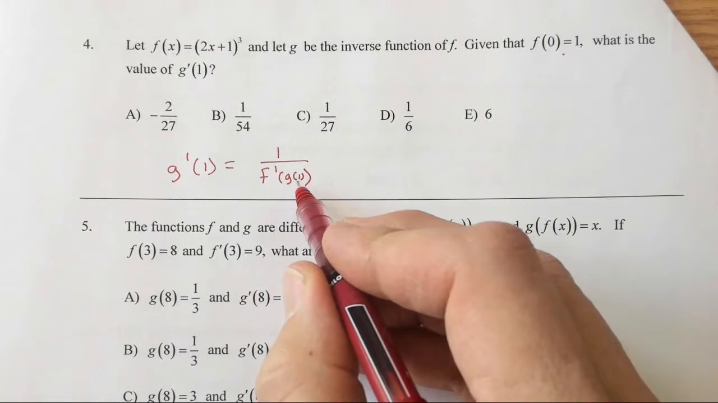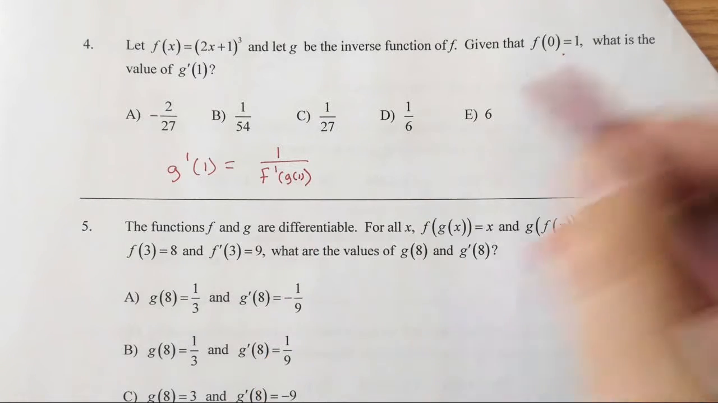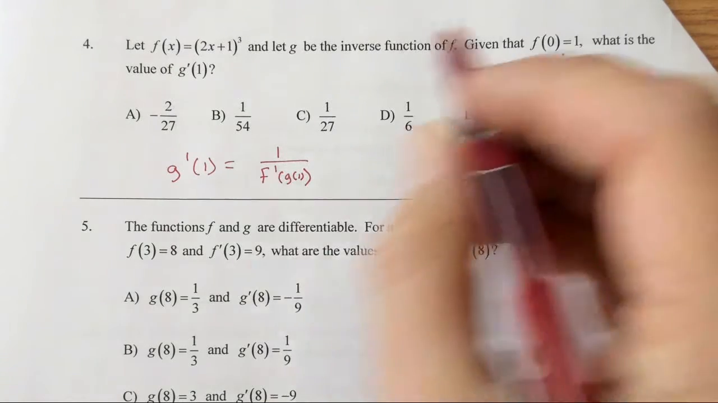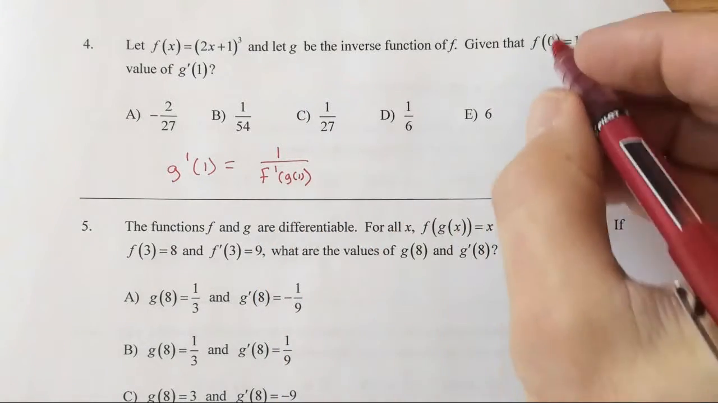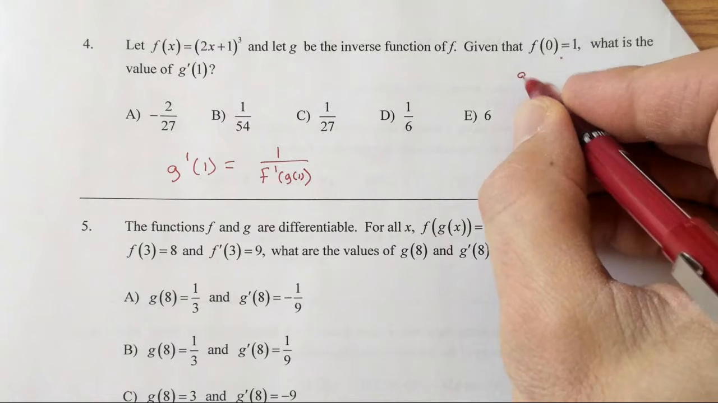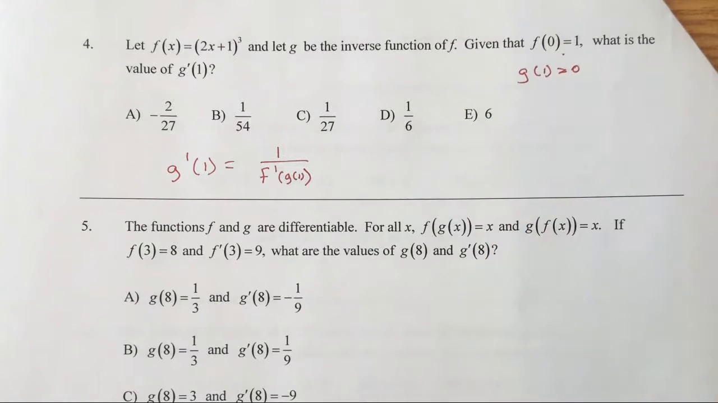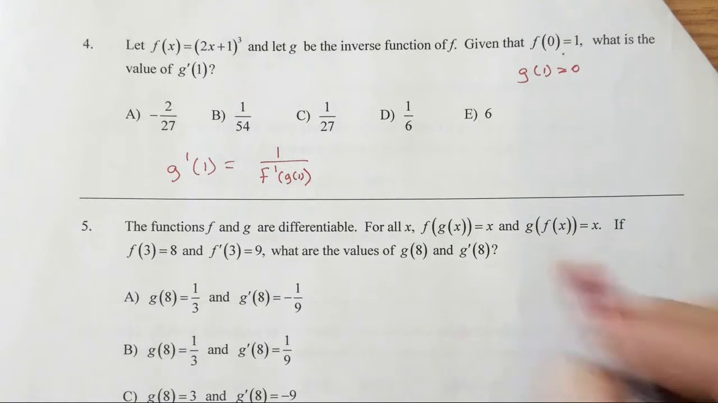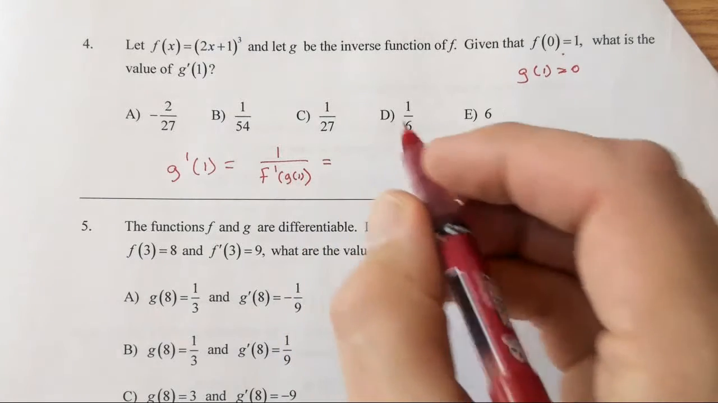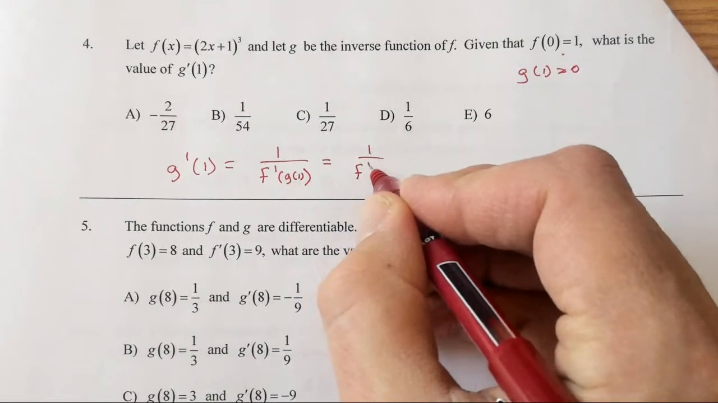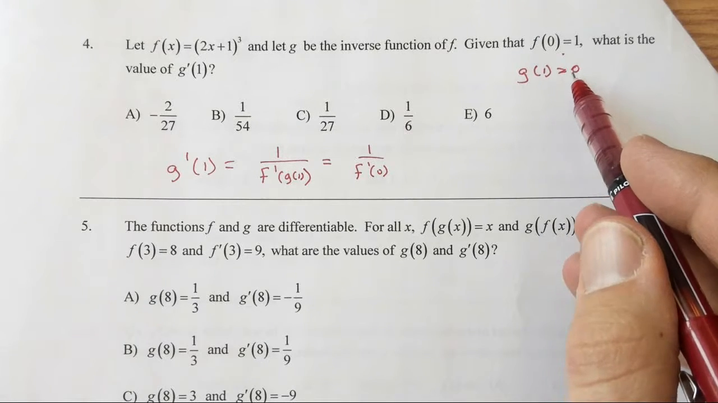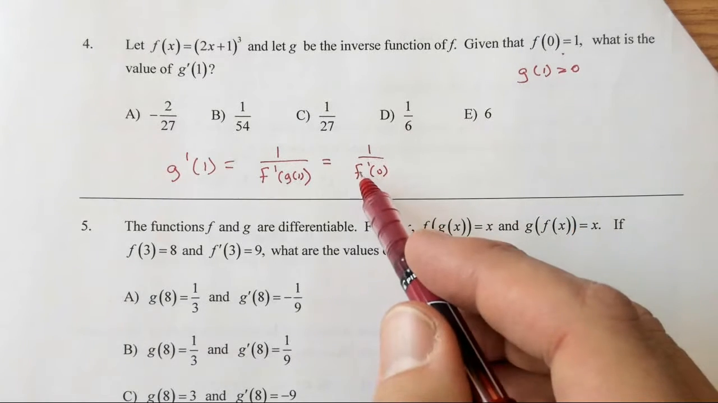So we need to figure out what g of 1 is because that was not given to us. What was given to us is that f of 0 is equal to 1. We know, since g and f are inverses, that if f of 0 is 1, then g of 1 must be equal to 0. Okay, that is the definition for inverse functions. So this means that we're really interested in 1 over f prime of 0, since g of 1 is equal to 0. Well, we need to find the derivative of f then.